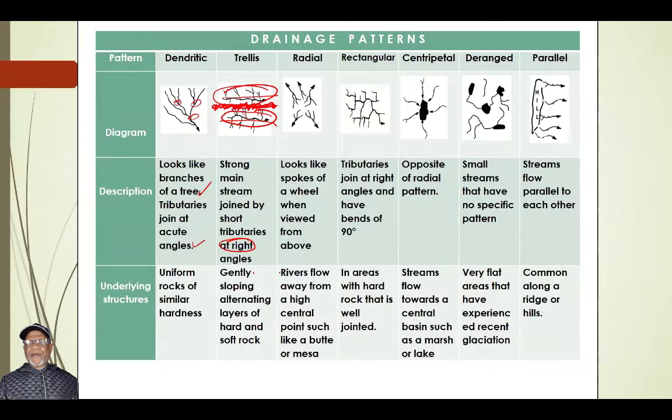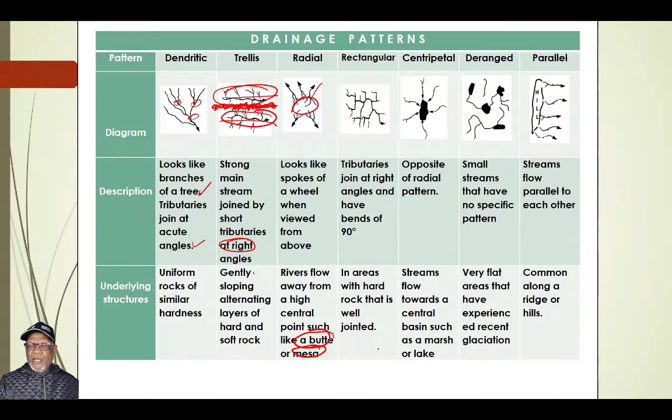Then what do we have? We have radial. Radial simply means to radiate, which means now water is falling onto this high-lying area and the streams radiate. They flow away from the high point, and it is usually found where you might have a mesa or a butte or any high-lying area that can allow for that.